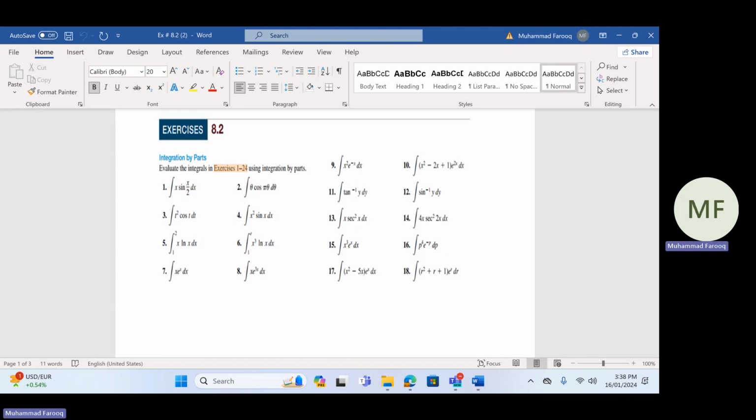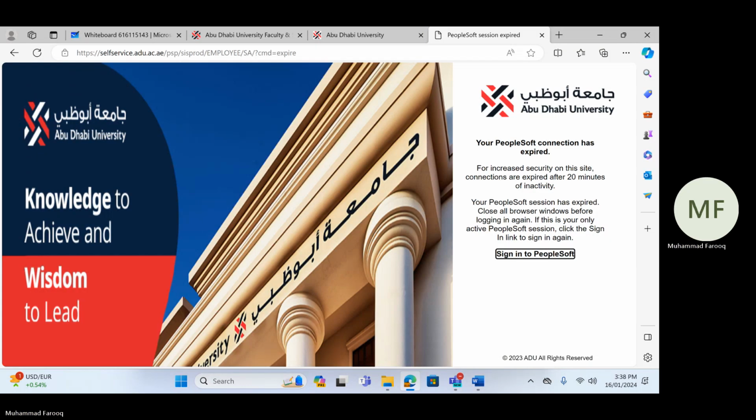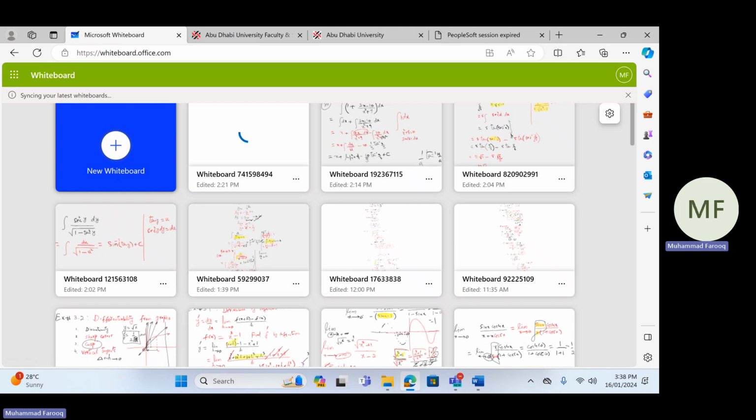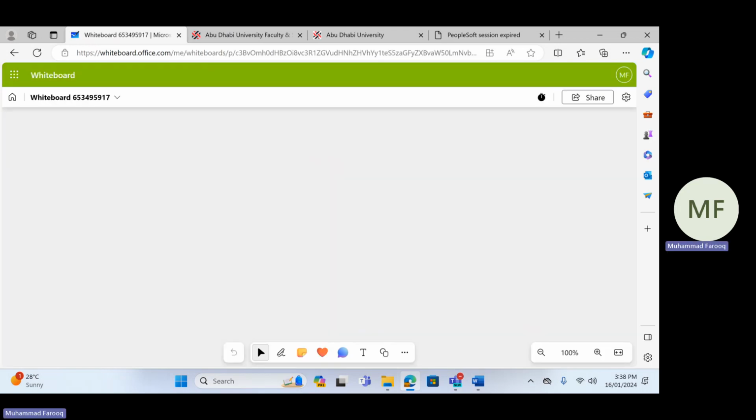Okay, I will write that question for you. The question from 8.2: integrate e to the power minus 2x times sine 2x dx. I'm not sure about the question number. Okay, so we go for integration by parts.